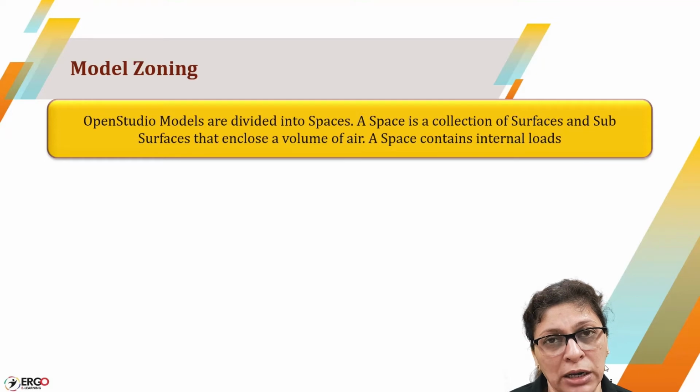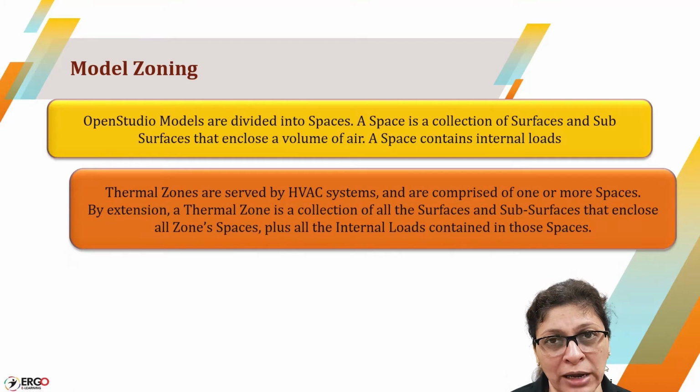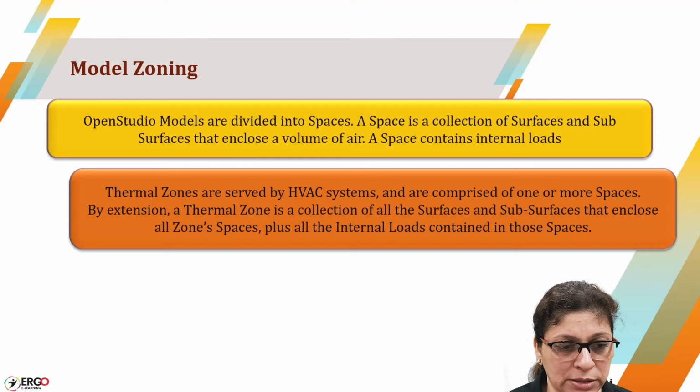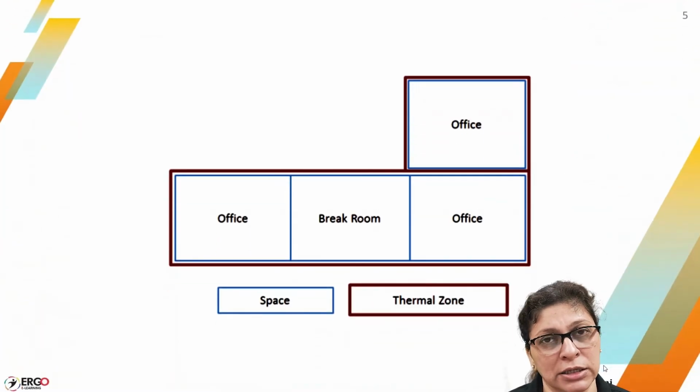OpenStudio divides a building into spaces, and these spaces are divided into surfaces and subsurfaces. For example, windows and walls make surfaces and they make a room. So these thermal zones are served by the HVAC system and they comprise one or more spaces. Normally a thermal zone is a bunch of areas or spaces which is served by a single thermostat. How they are clubbed is discussed in this module.